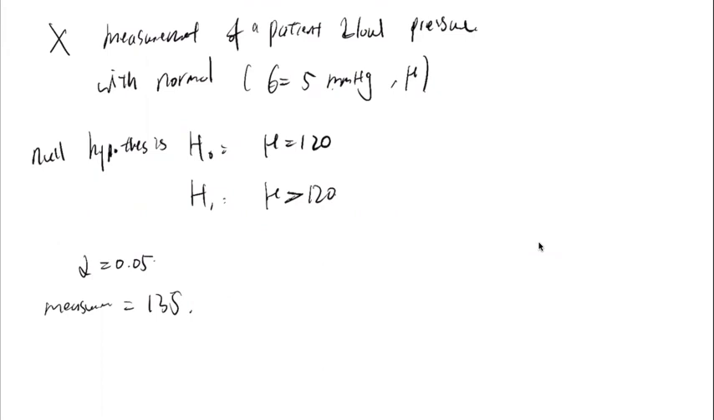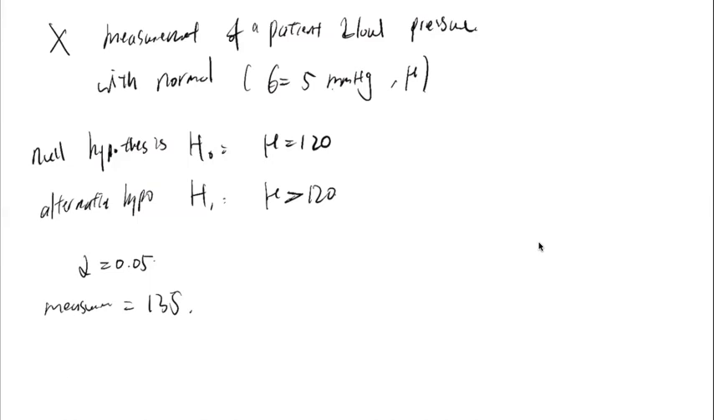The problem is, let X be a measurement of a patient's blood pressure, which follows the normal distribution with the standard deviation equal to 5. Our null hypothesis is that mu, which is the mean, is 120. Our alternative hypothesis is that mu is greater than 120, and we are given that the significance level is 0.05. Because it is a one measurement test, we only have one measurement at 135.